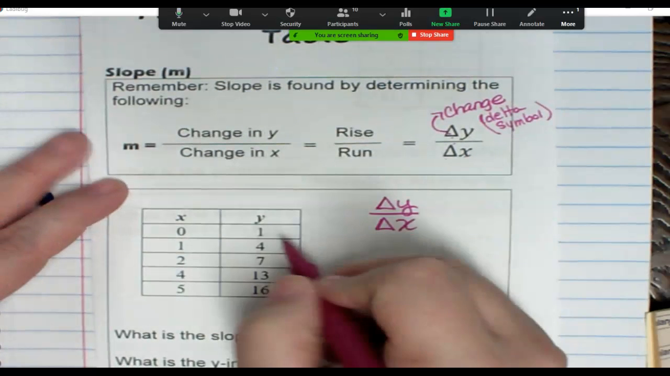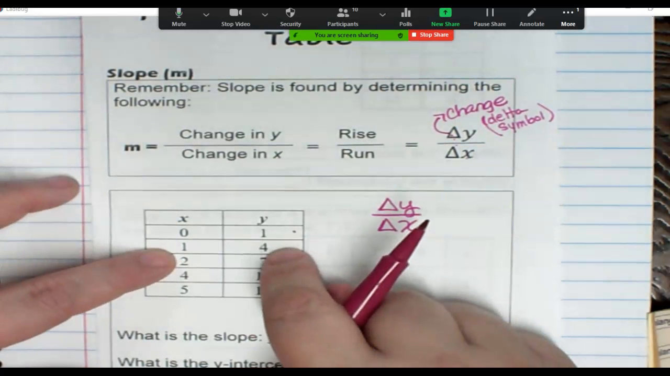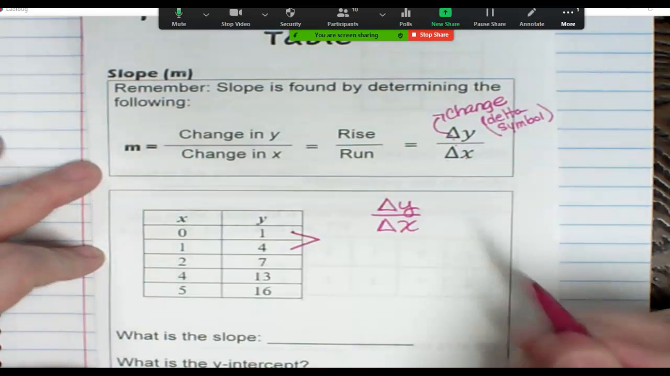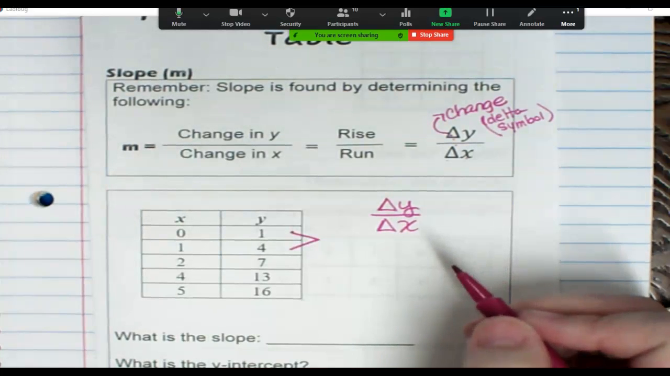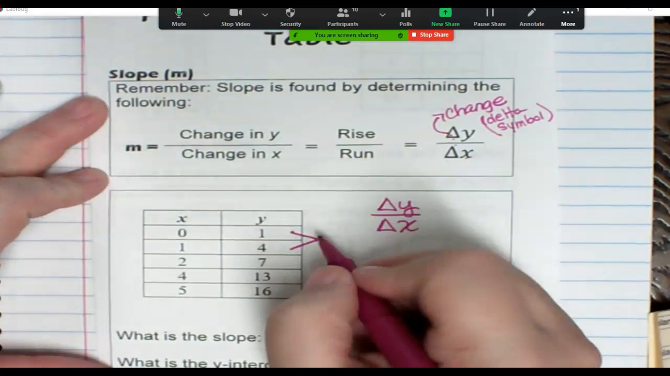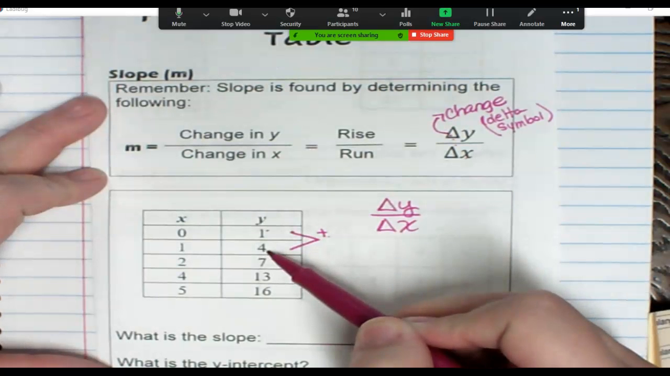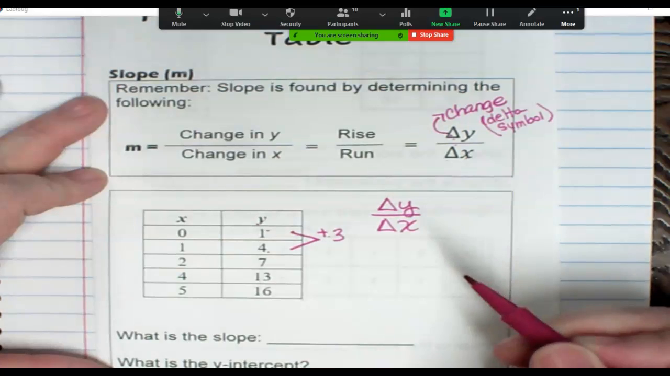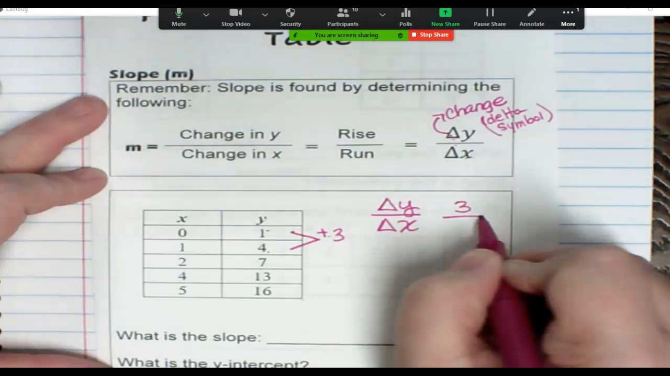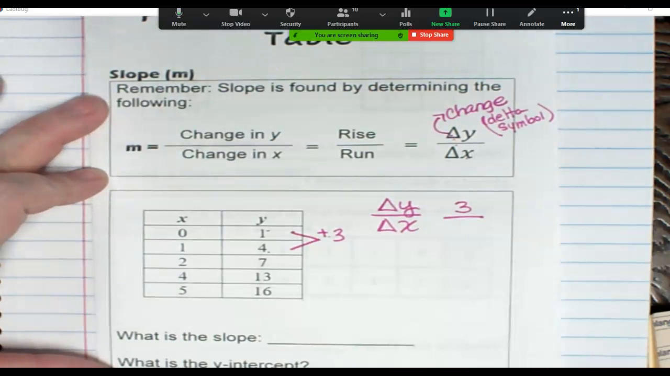So if I look at this first set of ordered pairs, I have 0, 1, and 1, 4. So in this first set of ordered pairs, from 1 to 4, are my y values going up or down? Up. Is that adding or subtracting? So I'm adding how many? 1 plus what gives me 4? 1 plus 3. So that means my y value is changing by a positive 3. My y value is changing by 3.